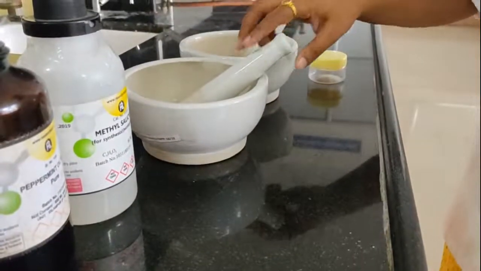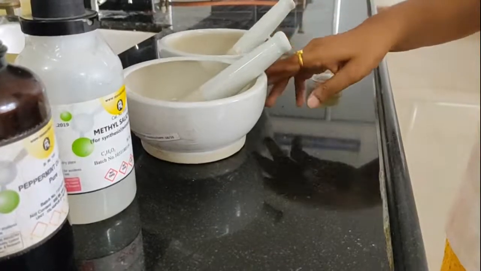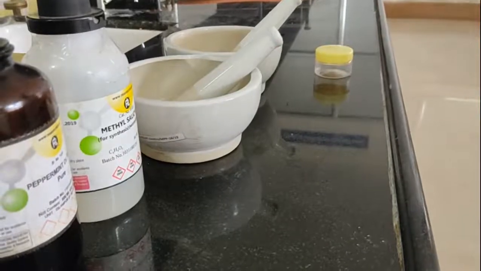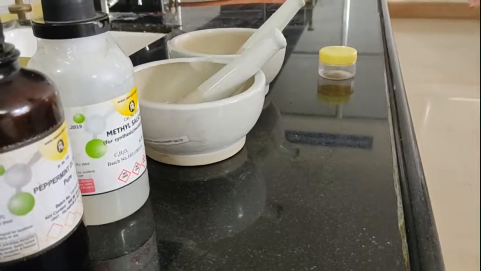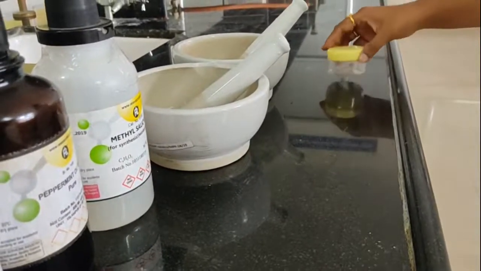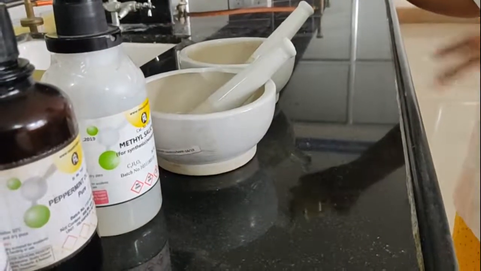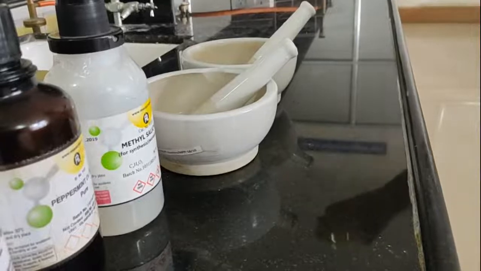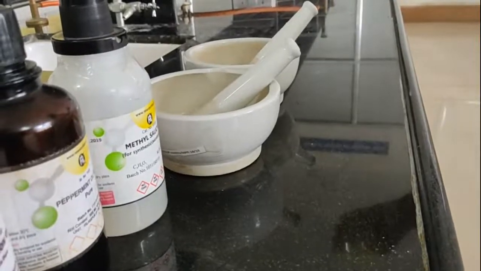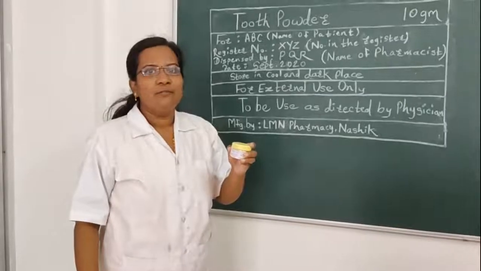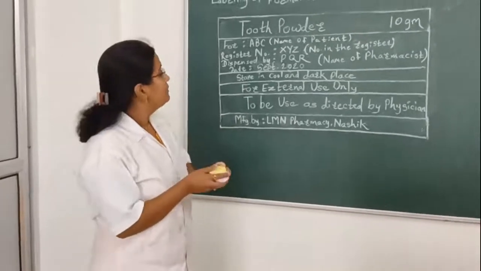Then after proper mixing of both these halves in the two mortars, now I am going to pass this powder through the sieve, and after passing through the sieve, we will fill this powder from both the mortars into this dry container, and then we will proceed to the labeling part. So now we will move towards labeling of the formulation.